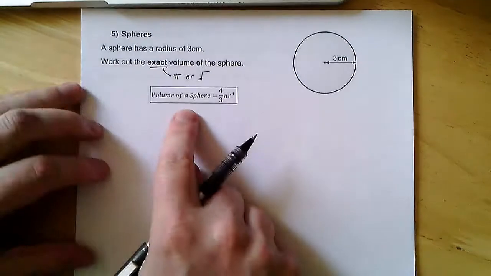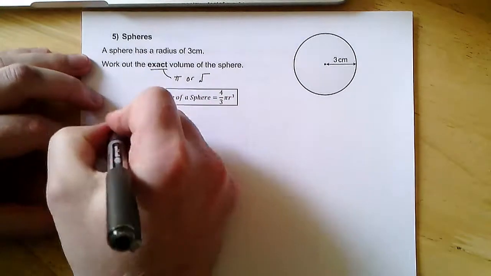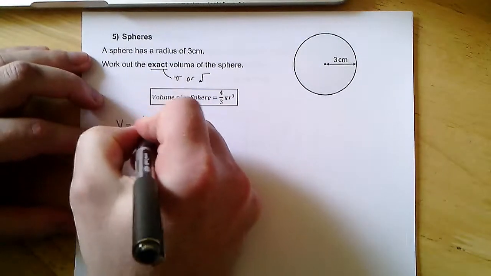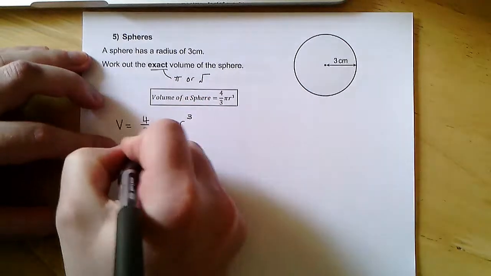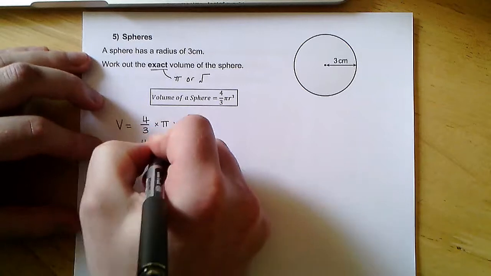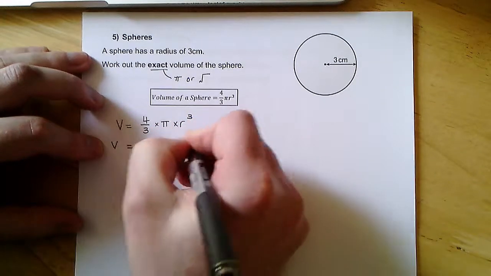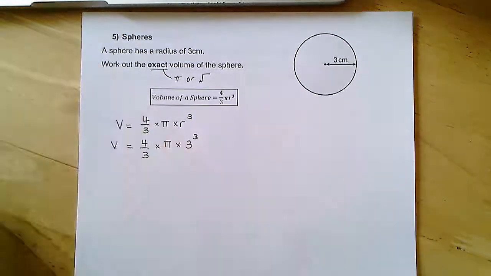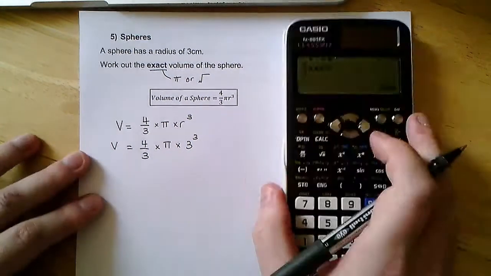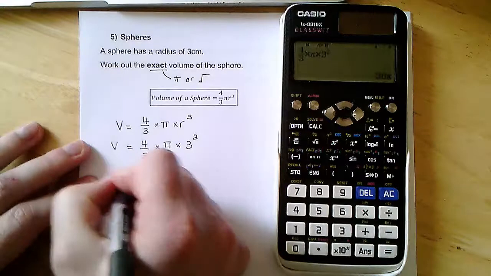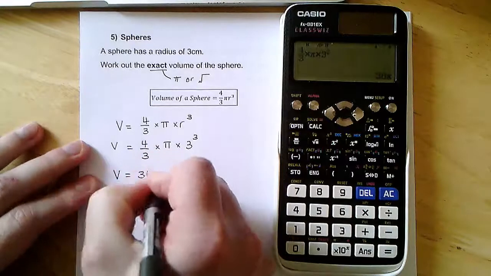And again, you're told the formula in the exam, so I've given you it. So volume is 4/3 lots of pi, lots of r cubed. So the volume is 4/3 times by pi times by 3 cubed. Now, if you stick that in your calculator, you get a volume of 36 pi.